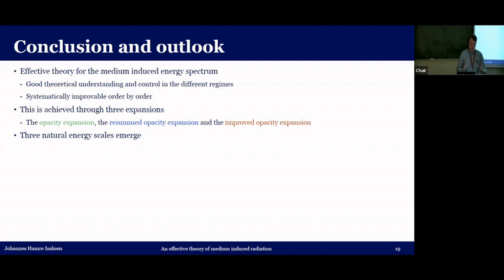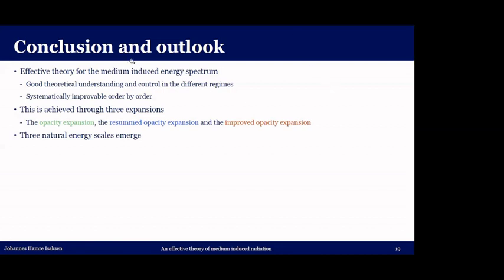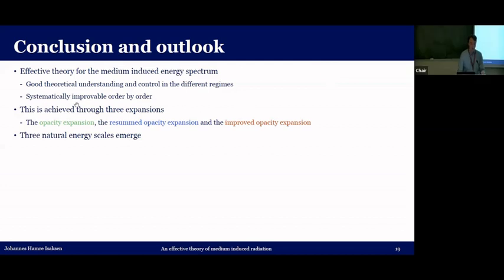So basically you take a very hard problem and you make it simpler in different regions, and that's why we call it an effective theory. And we have a good theoretical understanding and control in these regimes. And it's also improvable order by order, which means that if you take more and more emissions and scatterings into account, higher and higher order scatterings, then you get to a better precision, basically. And as I said, this is done through the opacity expansion, the resummation opacity expansion, and the improved opacity expansion. And you get these 3 energy scales that divide them up.